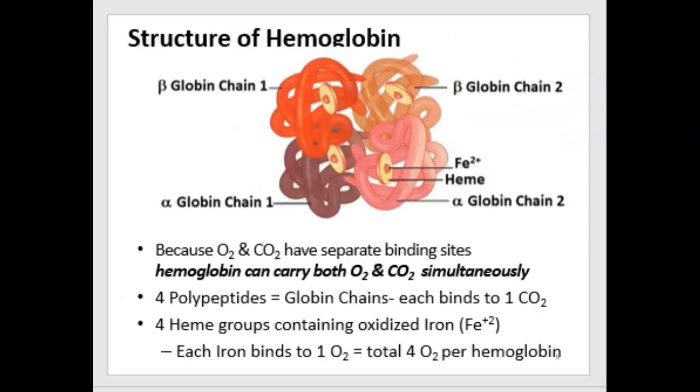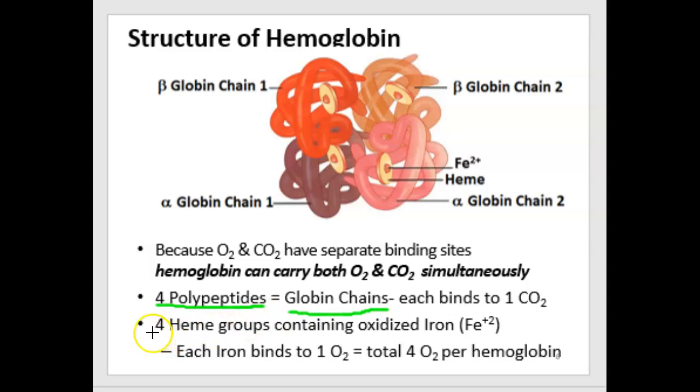Okay, let's review hemoglobin. You've seen this molecule before when we talked about sickle cell anemia and red blood cells in general. It's composed of 4 polypeptide chains. We could call them globin chains. And each one of these can bind to 1 carbon dioxide. So that means that 4 carbon dioxides could bind to 1 hemoglobin molecule.